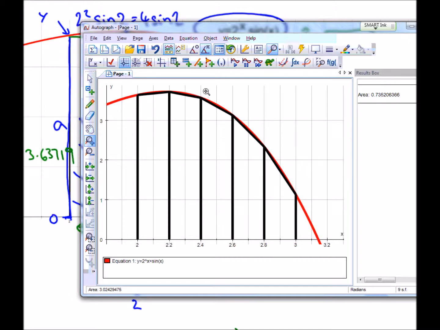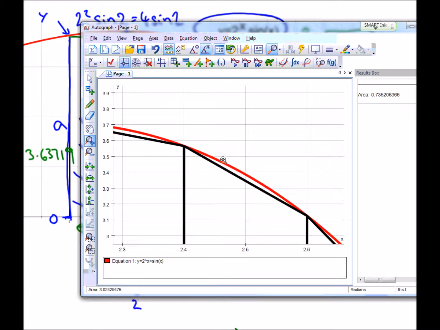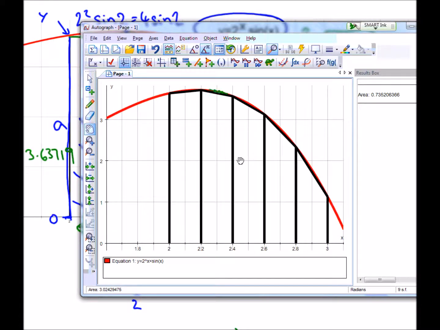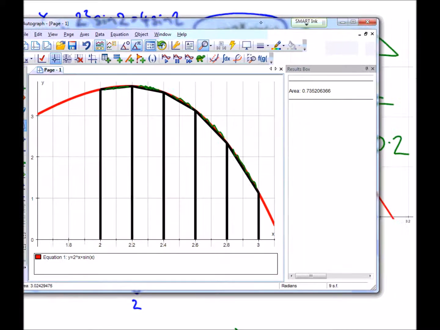And if I zoom in on the top of one of my trapeziums, you can see that there's this area between the graph and the trapezium which hasn't been added in. So this isn't exact. Looking at all my trapeziums, you can see that there's going to be this area in each of them. The graph is curving above the tops of all my trapeziums, which are straight lines. So there's going to be extra area that I don't want. So I know this area is going to be an underestimate.